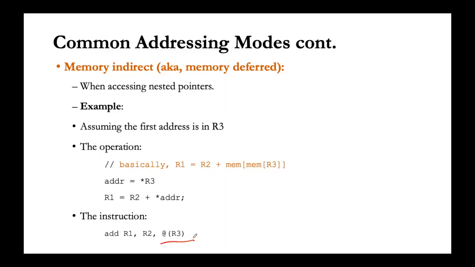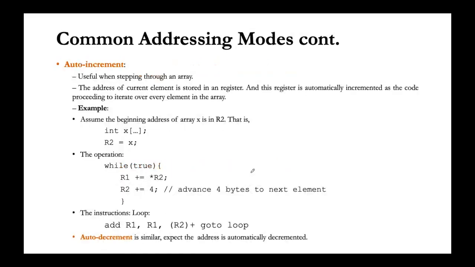That will be written in the instruction as memory indirect instruction. It is written with the X in brackets in R3. If it is a single address, direct addressing, we write it in square brackets. But if it is an address of an address, then it is called memory indirect addressing.